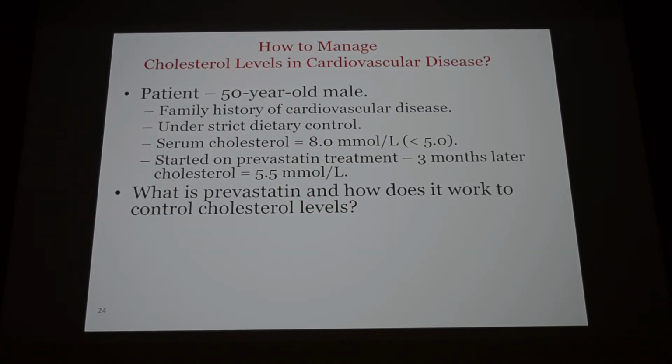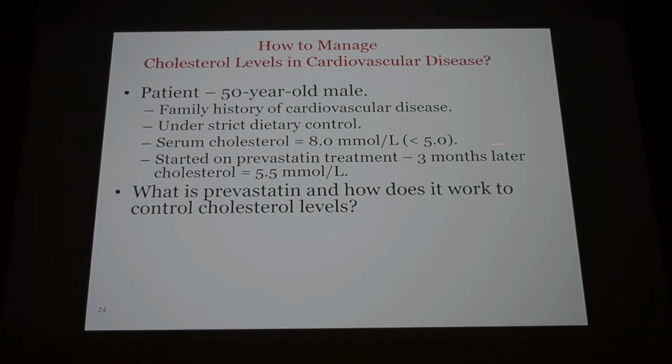So let's take a case study. Your patient is a 50-year-old male. He has a family history of cardiovascular disease. Although he is under strict dietary control, his serum cholesterol is 8 millimole per liter. When we consider it in millimole per liter, it should be below 5 millimole per liter, and if we take milligram per deciliter, it's below 200 milligram per deciliter. So he has hypercholesterolemia, and the physician will start putting this patient on pravastatin. After 3 months, you check the level of cholesterol. It decreased to 5.5. So what is pravastatin and how does it work to control the level of cholesterol?